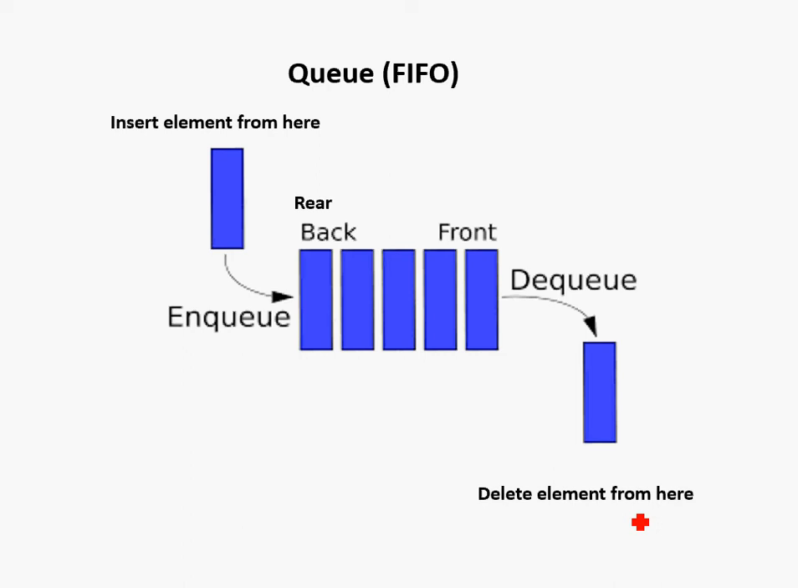Queues are of different types, but we don't go for all of these. We will cover that topic in other questions later. Okay, so these are the basic things. Dequeue, front, back, rear, enqueue, these words are related to queue. And LIFO is actually a stack, last in first out. FIFO is actually a queue, first in first out.